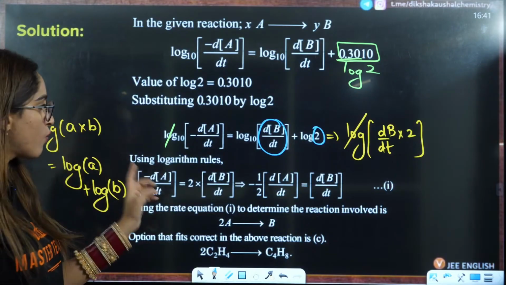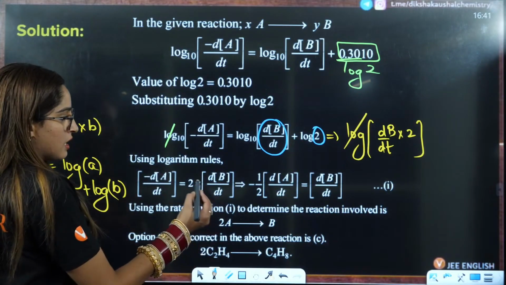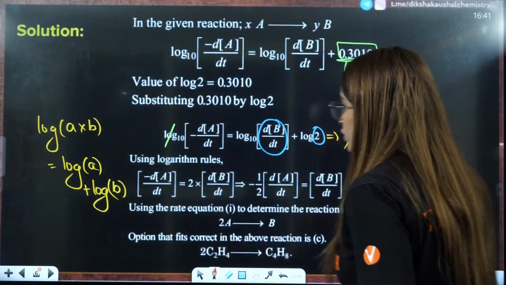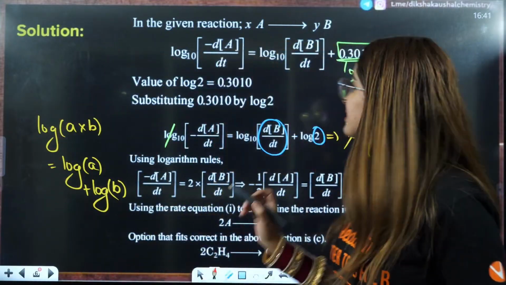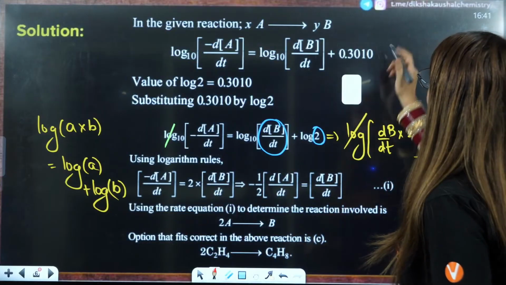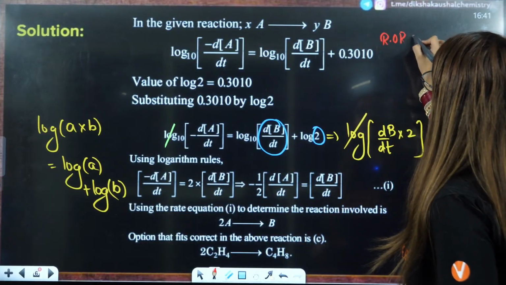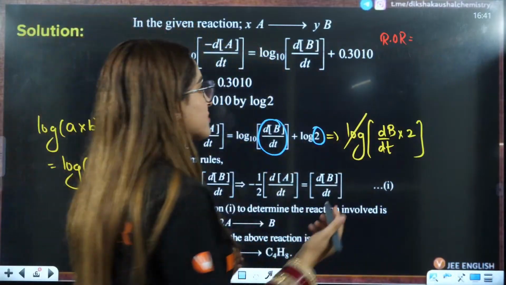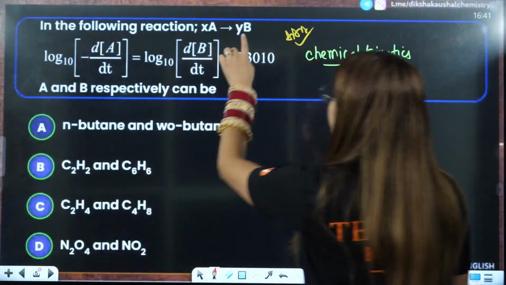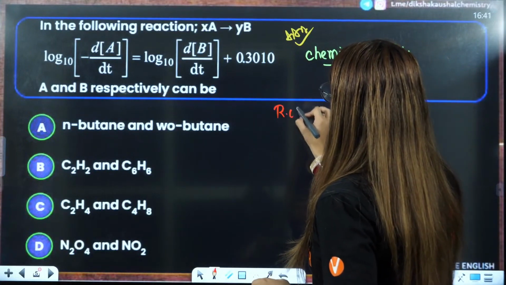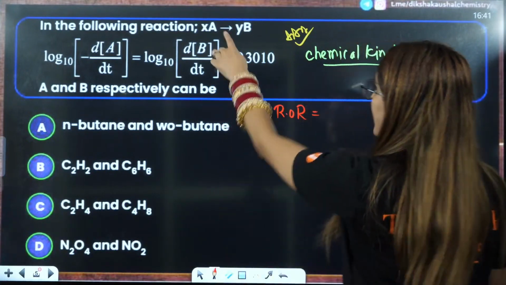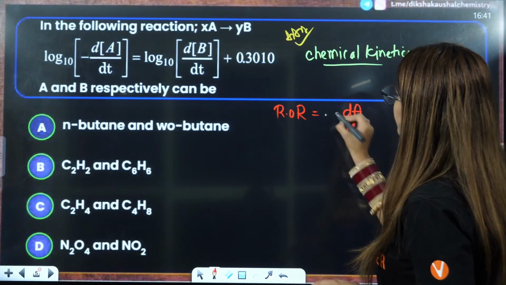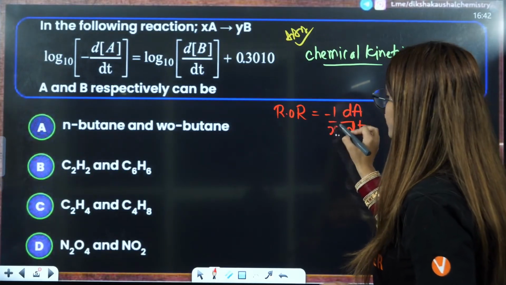Now, once you have this, from this statement you need to know one thing about rate of reaction. What is that thing? Always and always, rate of reaction is written as, when we are talking about the disappearance, when the reactant is disappearing. Because here in the question they have given us that the rate of reaction for reactant A is dA by dt with minus 1 by stoichiometry.